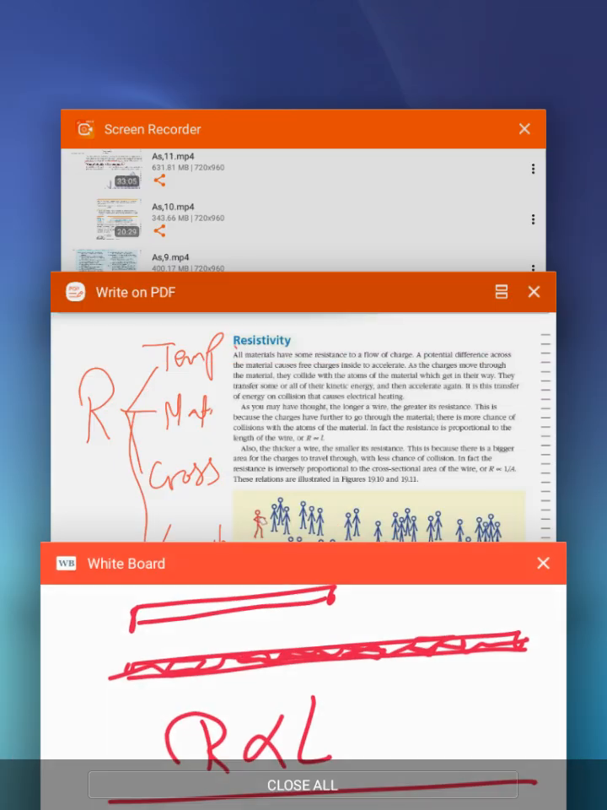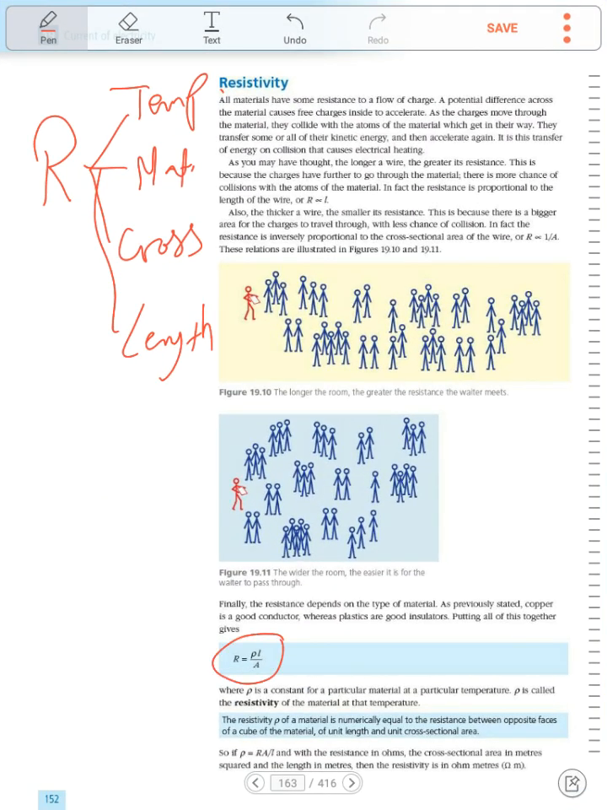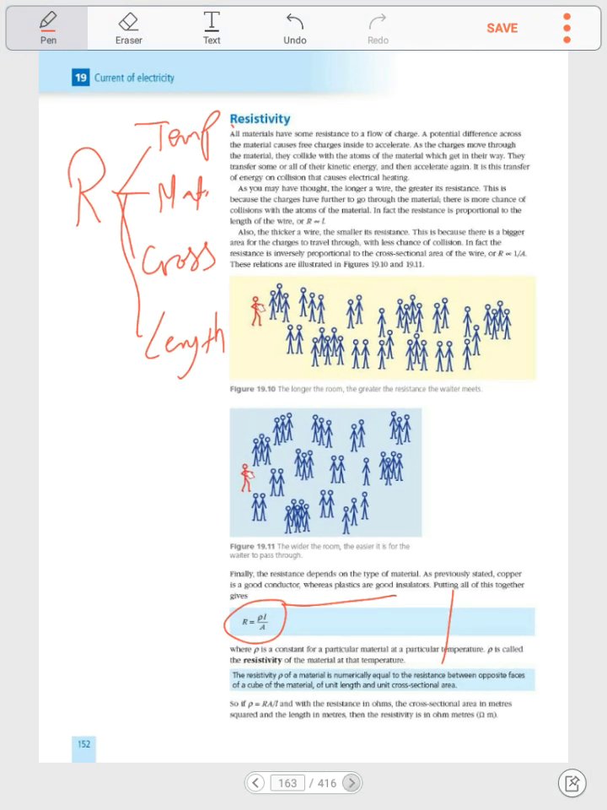Now, resistance equals rho L over A. The resistivity of a material is numerically equal to the resistance between opposite faces of a cube of the material of unit length and unit cross-sectional area.